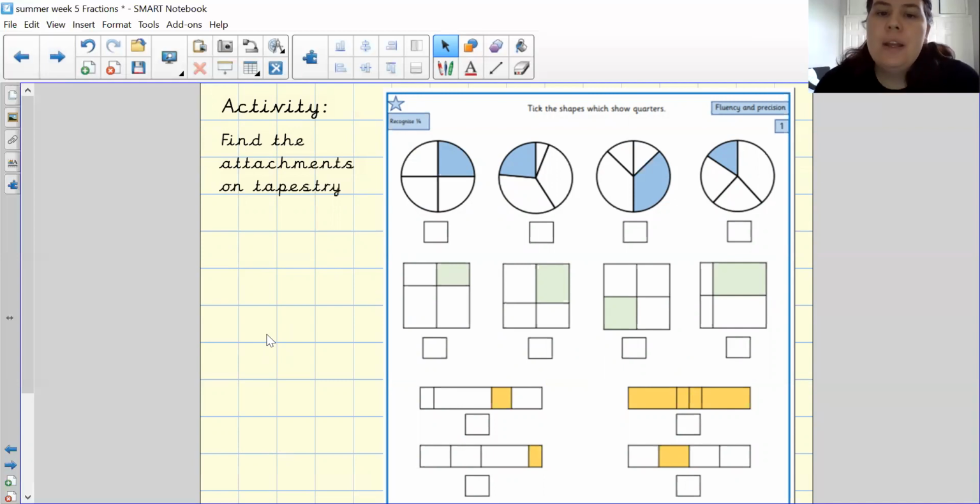So now, this is just a quick activity that is just going to be a tick the right ones. You are going to look at each of these. You need to put a tick or a cross in the box underneath that represents the ones that are quarters. Okay, so if it is a quarter, you put a tick, and if it doesn't represent a quarter, you put a cross. Okay, and again, you can find these activities on Tapestry.